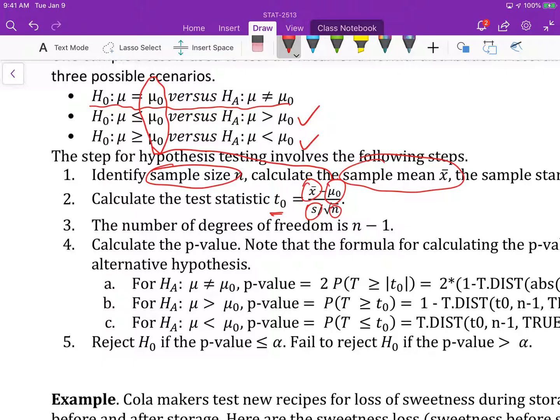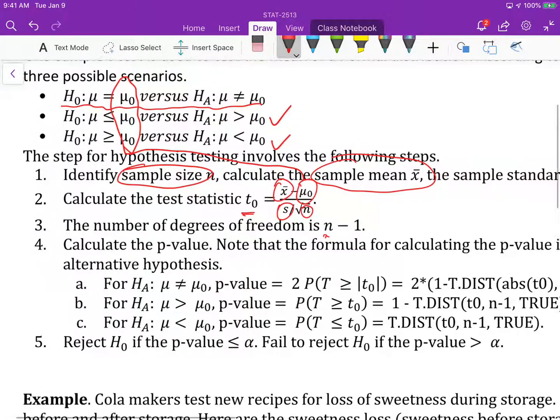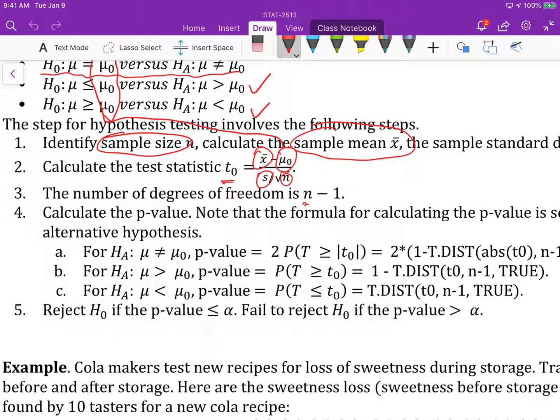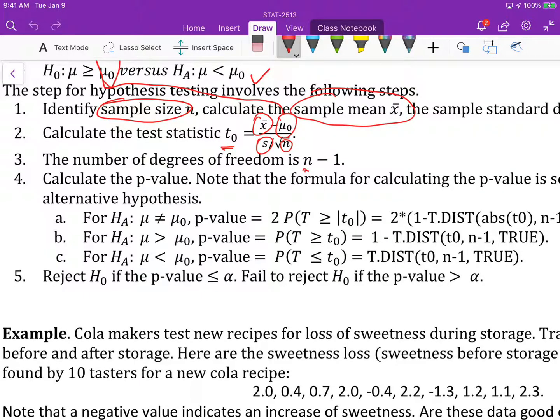You also need to identify the degrees of freedom. No matter which hypothesis you are testing, the degrees of freedom is always n minus 1, where n is the sample size. After that, to make a conclusion, you need to calculate the p-value. The way to calculate the p-value depends on which hypothesis you are testing, basically according to the alternative hypothesis.